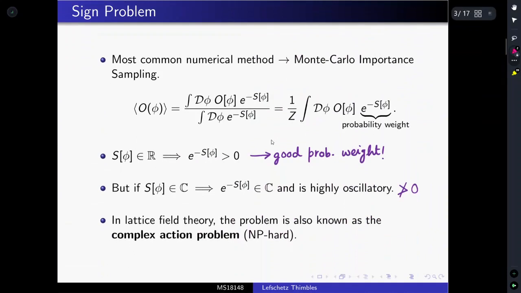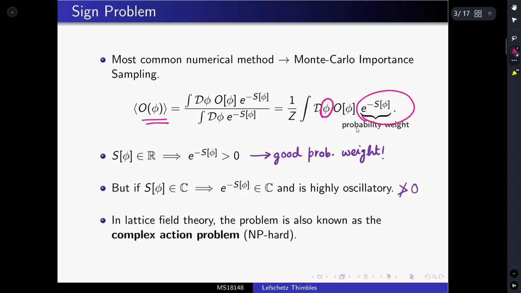And one of the most common numerical methods that are used to calculate these sort of integrals is the Monte Carlo importance sampling. The main idea behind this method is that we choose one of the functions in the integrand as a probability weight and generate a lot of phi's according to this distribution, and then take the average over these phi's to calculate the expectation value.